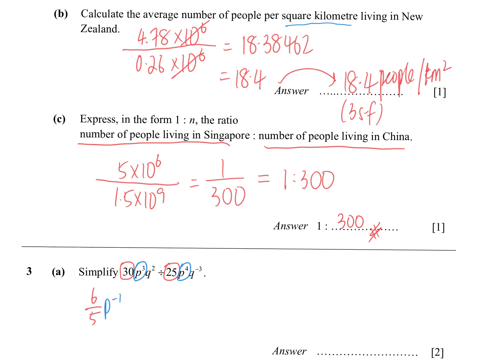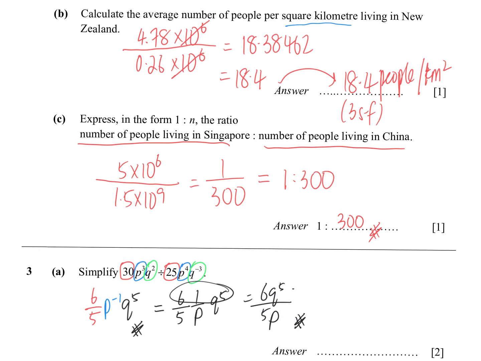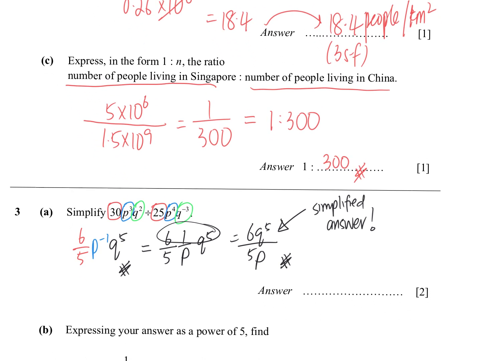And then the very last one, Q square and Q minus 3. You subtract the power. It gives you Q5. So for the next step, you can leave your answer like that because the question never says you must leave it in positive index notation. But if you want to be neat, you can rewrite this like that. Everything that is the numerator goes on top, everything that is the denominator goes below. So this is the simplified answer. However, this is also okay.